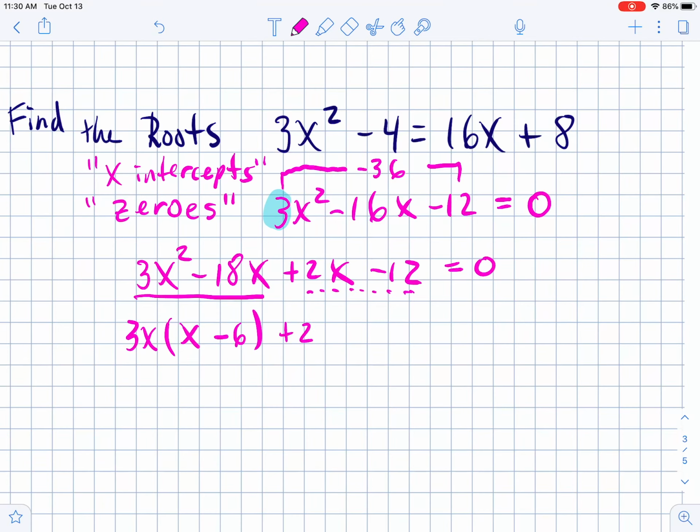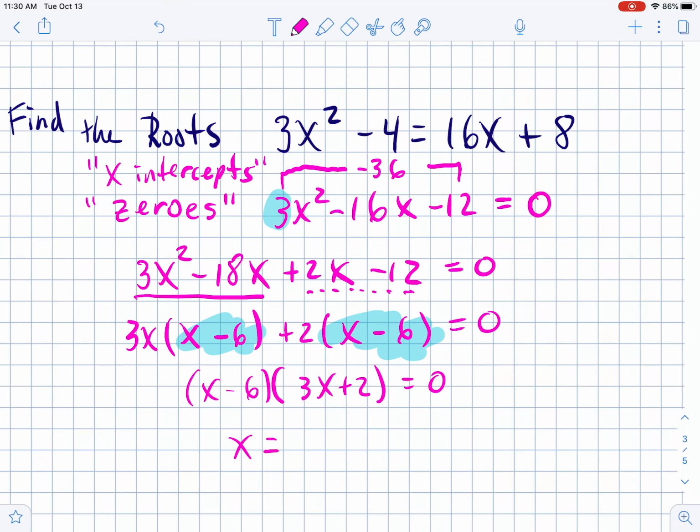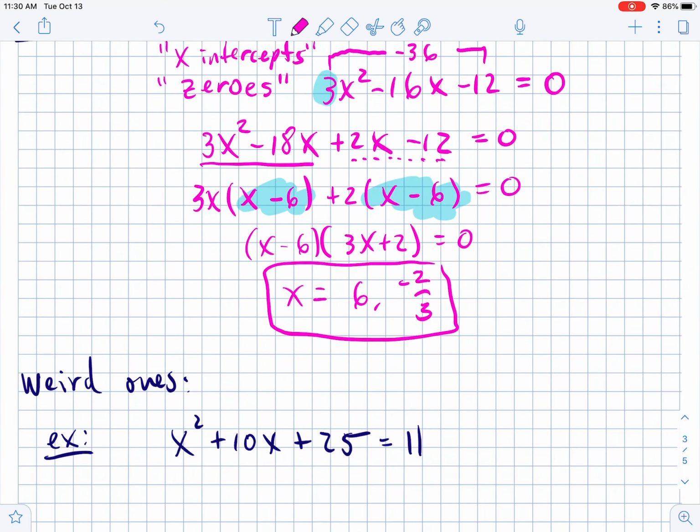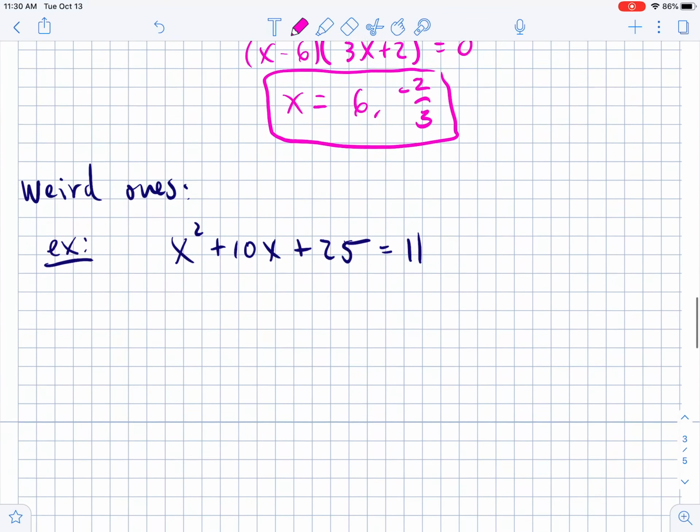So we get 3x, x minus 6, plus those both have a 2. X minus 6, matchy-matchy, that's supposed to happen. See the x minus 6 and the x minus 6? Dope. That means x minus 6 and 3x plus 2 are good to go. And we get x is equal to positive 6 and negative 2/3. So those are the roots.